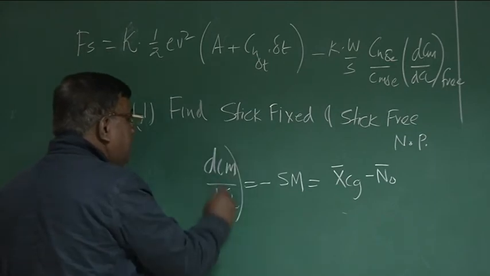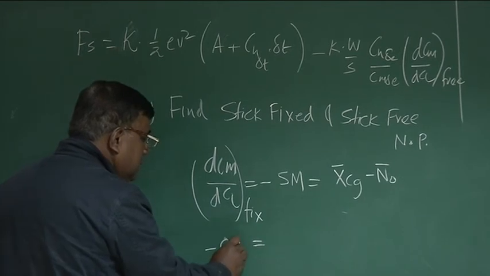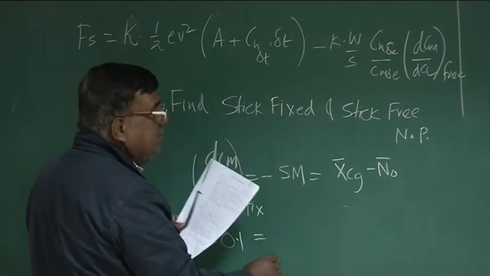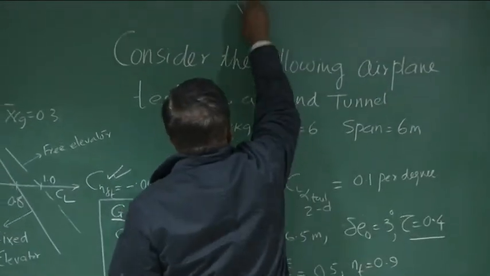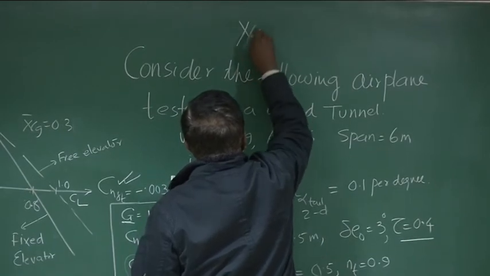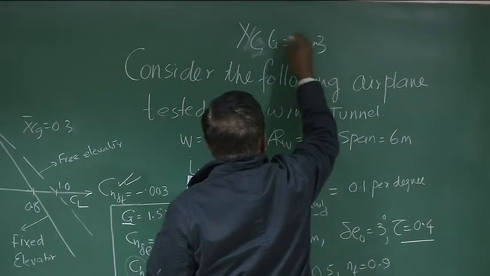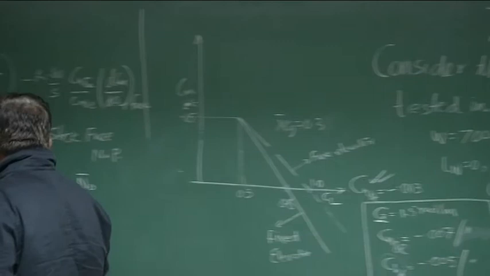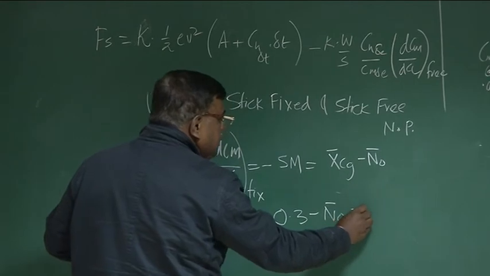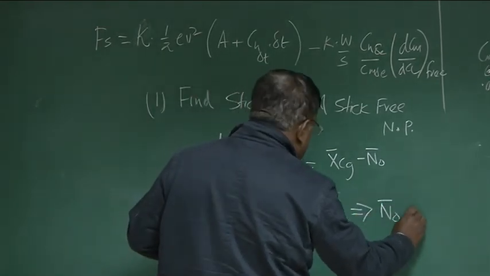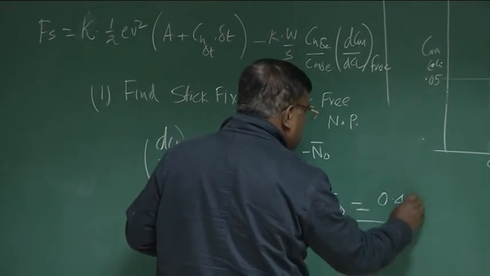What was dCm by dCl fixed? We just now calculated it was minus 0.1. This is equal to xcg minus n naught bar. How much is xcg given? Yeah, xcg has to be given. So for this problem you take xcg bar equal to 0.3. So I write 0.3 minus n naught bar. So this tells me the stick fixed neutral point is equal to 0.4. As simple as that.